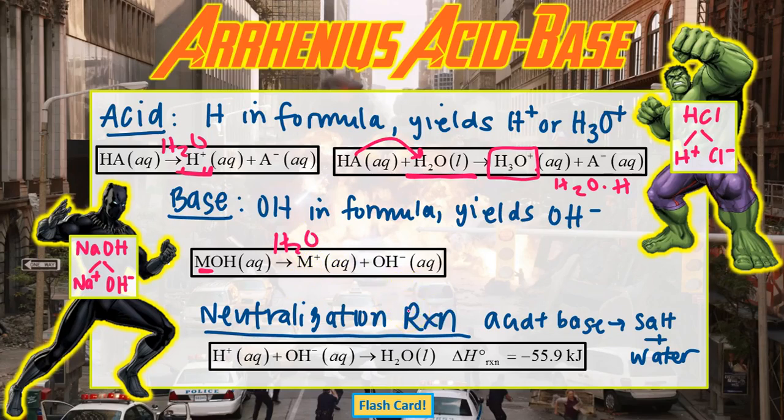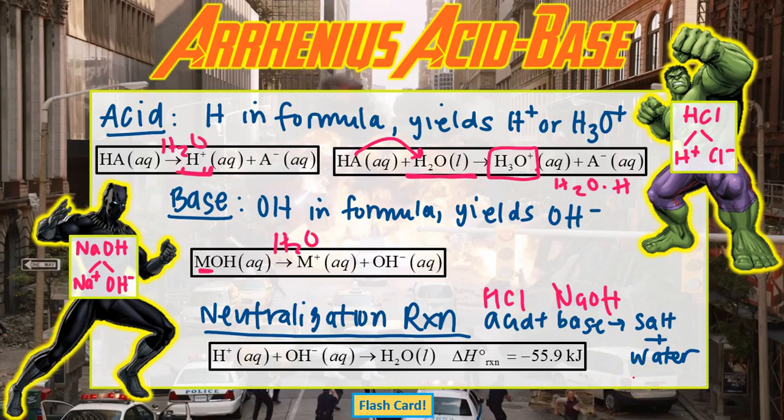So when we're asking for a flashcard, what is an Arrhenius acid? It has H in its formula and it's going to have H plus or H3O plus when it's mixed with water. What is an Arrhenius base? It's going to have OH in its formula and it's going to yield OH minus, or the hydroxide polyatomic ion, when mixed with water. And then we can go further and talk about Arrhenius acids and bases together. If I have the Arrhenius acid HCl mixed with the Arrhenius base NaOH, I'm going to produce a salt and water based on a neutralization reaction.